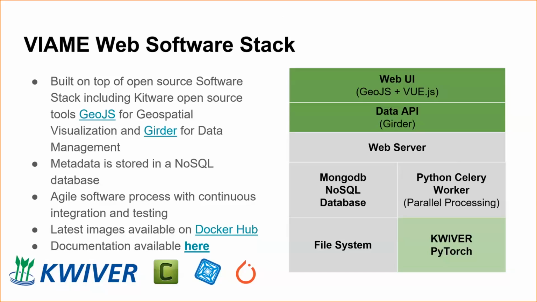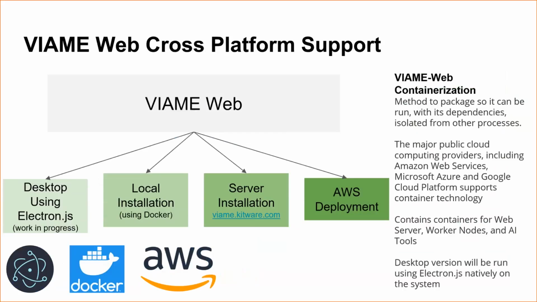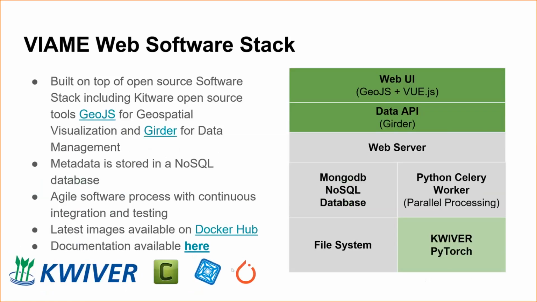As I mentioned, we strive for high software quality, so we have continuous integration and testing, and we make these images available as the code changes in our maintenance branch. Those images are available on Docker Hub. The documentation, which we continuously update, is available on our wiki page. Next slide, please, Matt.